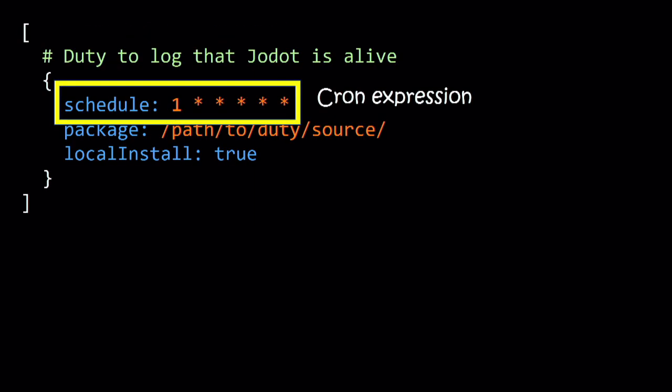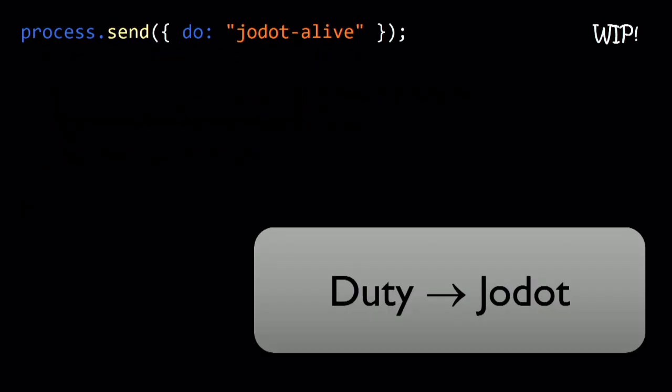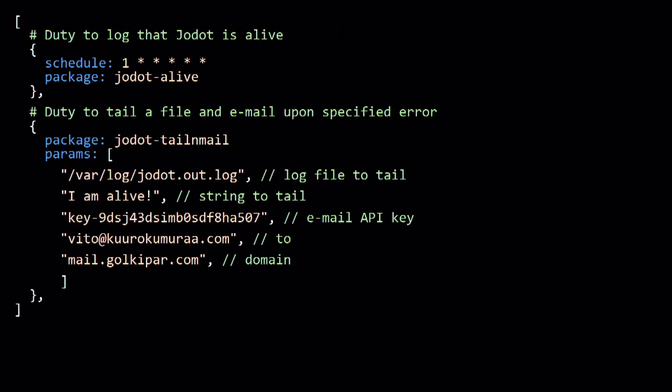So this duty call can be scheduled with this definition here. It's a cron expression. Or a duty can be called from another duty. This is useful, and we'll see very soon. So duties can have parameters as well, right?